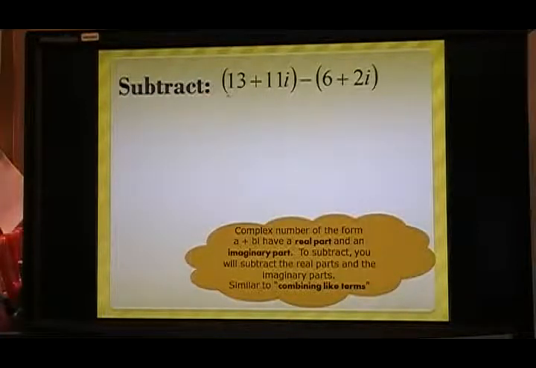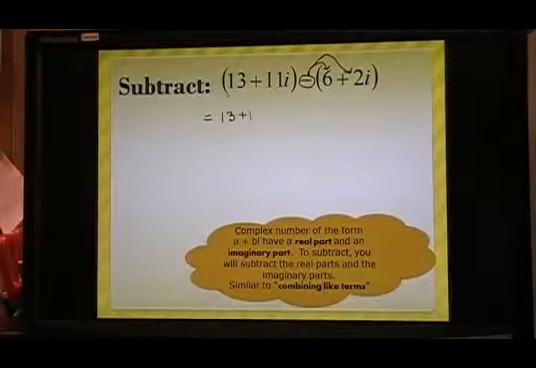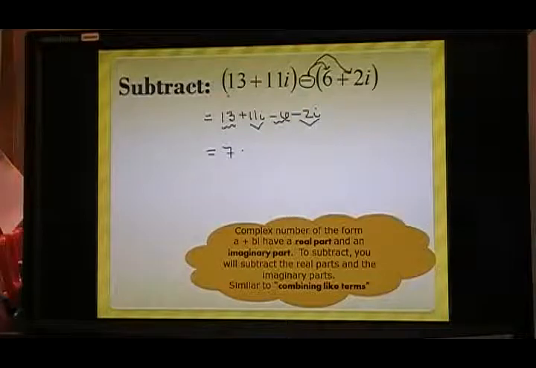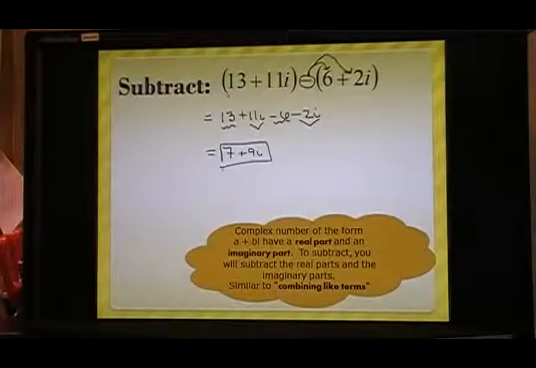So to do this subtraction, I have to subtract both the real part and the imaginary part. I have to basically distribute that minus. So rewriting, I have 13 plus 11i minus 6 minus 2i. So if I take the 13 minus the 6, that gives me 7. The 11i minus the 2i is a positive 9i, so plus 9i. So subtracting those complex numbers gives me the complex number 7 plus 9i.